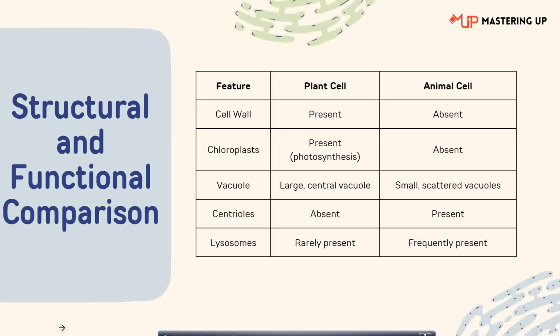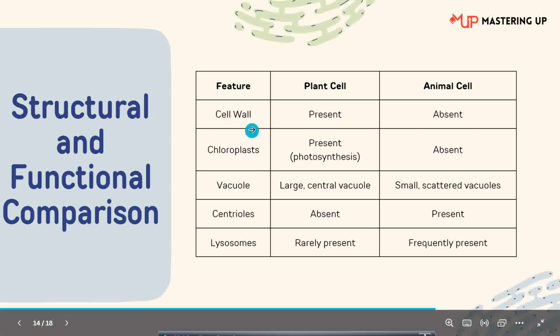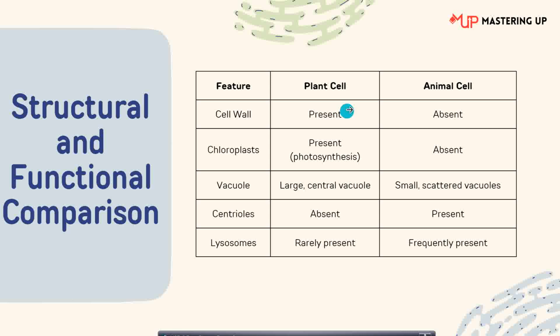Okay, so there is a table here. We can just look at the cell wall. First we have plant cell and animal cell. Cell wall, I already told you, is only present in plant cell and absent in animal cell. Chloroplast is only present in plant cell for photosynthesis, and cell wall for structural support, and this chloroplast is absent in animal cell.